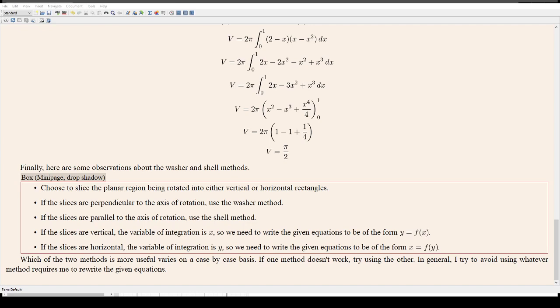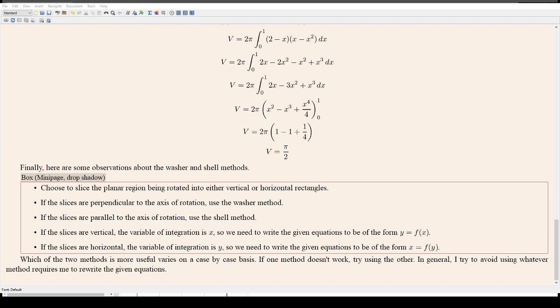Now, independent of whether you're using the washer or the shell method, if the slices are vertical, then that means the variable of integration has to be x. So you would have to write the equations that you've been given to be in the form y equals f of x. If you choose the slices to be horizontal, again, independently of what method you're using, then the variable of integration has to be y. In which case, you would have to write all of your equations to be of the form x equals f of y.